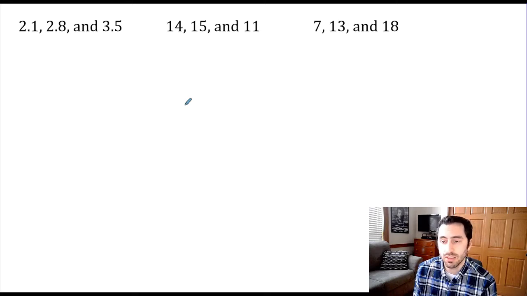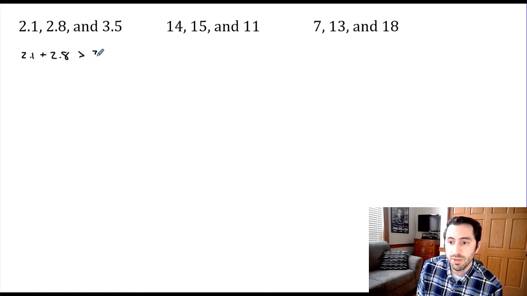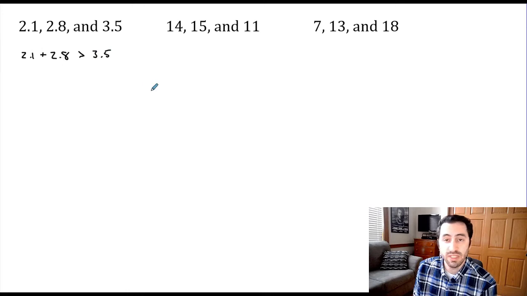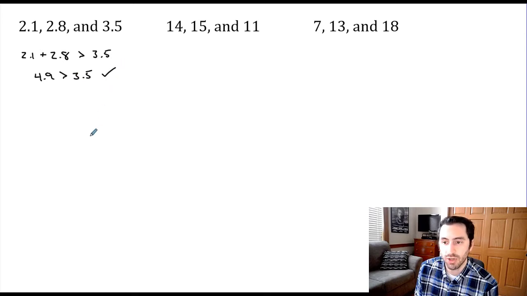The triangle inequality theorem says that when I add up the two smaller sides of a triangle, the sum has to be larger than the third side. If that's the case, then the side lengths do form a triangle. So I need to make sure that 2.1 added to 2.8 is bigger than 3.5. If it's not, these can't form a triangle. 2.1 and 2.8 is 4.9, which is plenty big enough. So that is greater than 3.5. So yes, this can form a triangle.